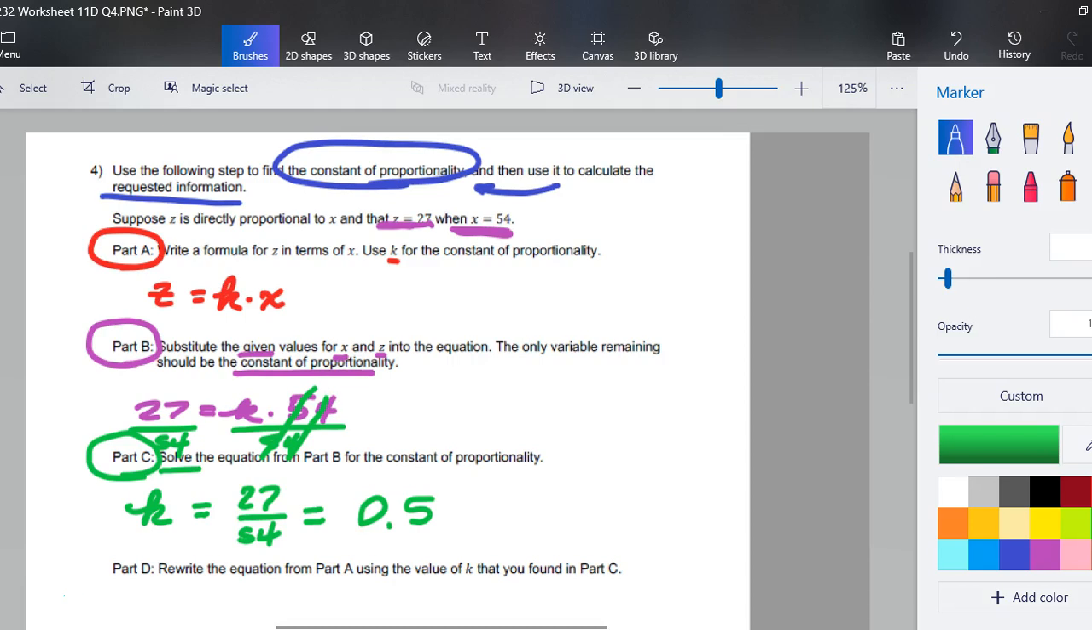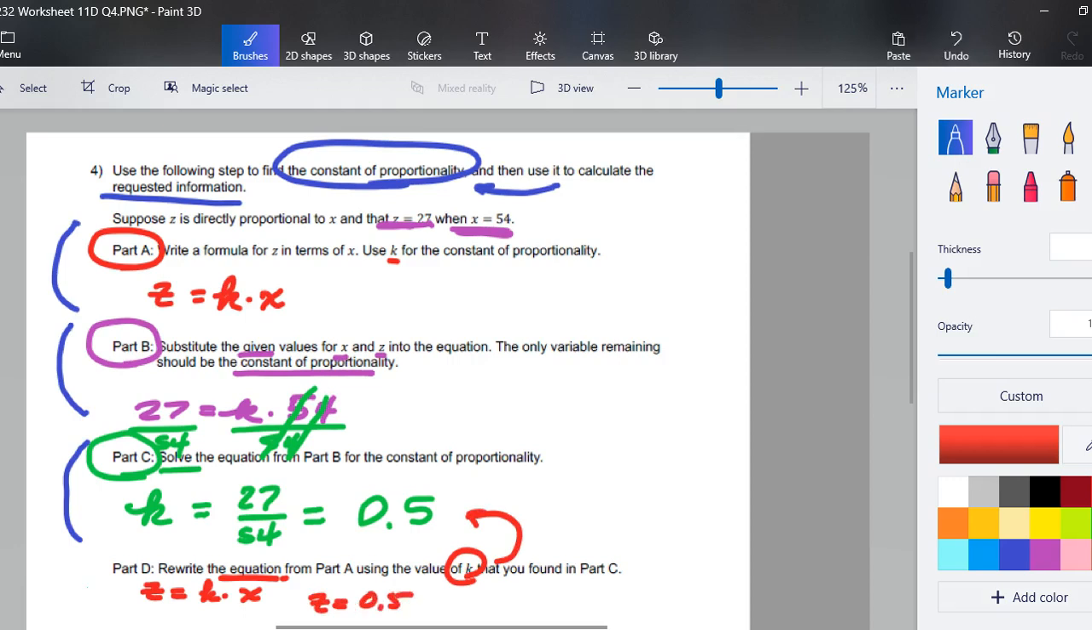Then our multi-step, and by the way, it's always a good thing to stop this video and go back and pause, meditate, think on these steps where we wrote a formula, we plugged in our given, we solved for the constant of proportionality, and now we're going to put it all together. We're going to rewrite the equation from part A. Part A was z equals kx, using the value that we found for k right here. So our new equation will be z equals 5/10 times x.